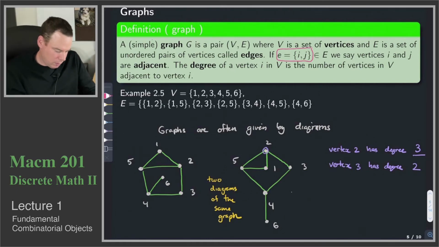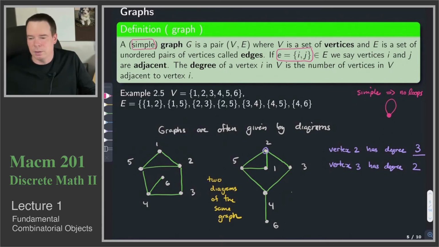And lastly, you may notice there's this word simple up here. What's this word simple trying to capture? Simple is really just trying to capture the idea that there's no loops. A loop would be an edge that starts and ends at the same vertex. So in this case, we are interested in simple graphs. That means graphs with no loops. So that's what we mean by simple.